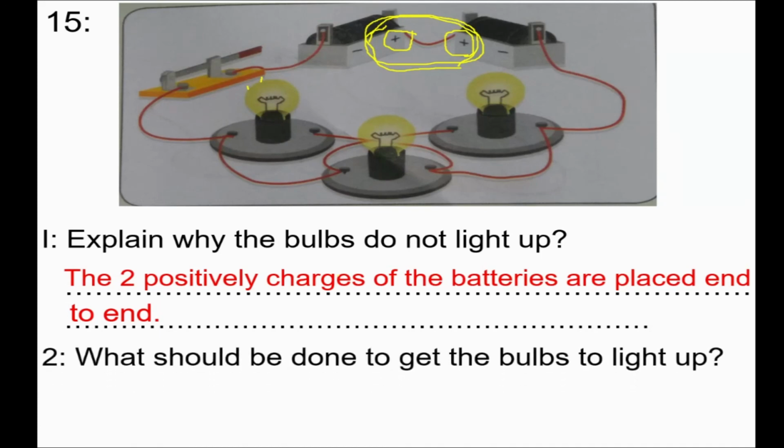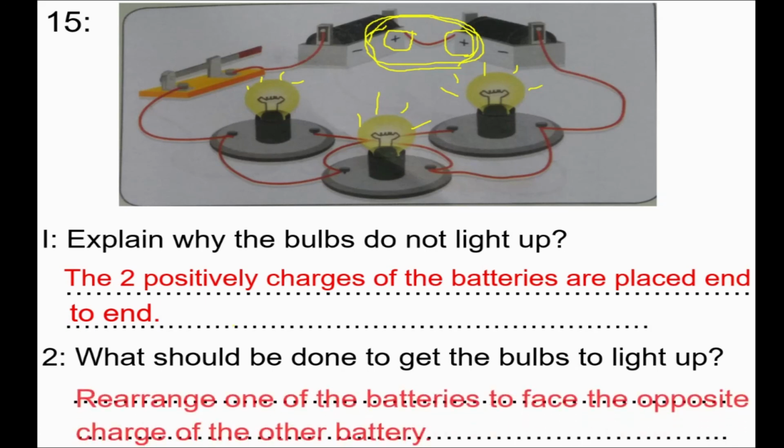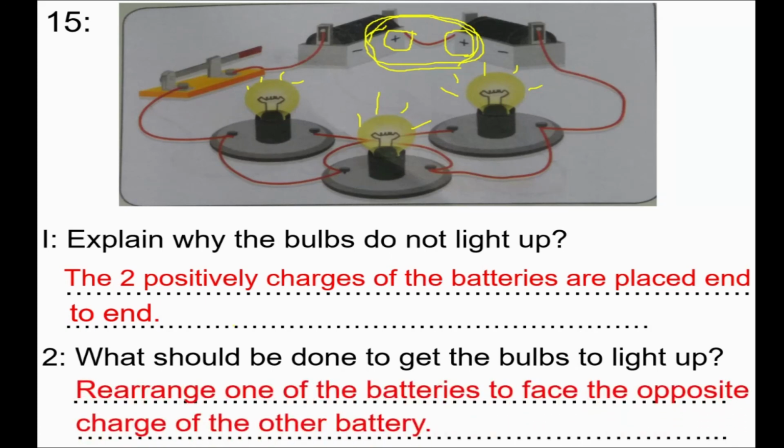Question 2 says, what should be done to get the bulb to light up? What are you going to do? The only thing that we are going to do here is just to rearrange this. We rearrange one of the batteries to face the opposite charge of the other battery, and when we do that, trust me, this circuit is going to light up.